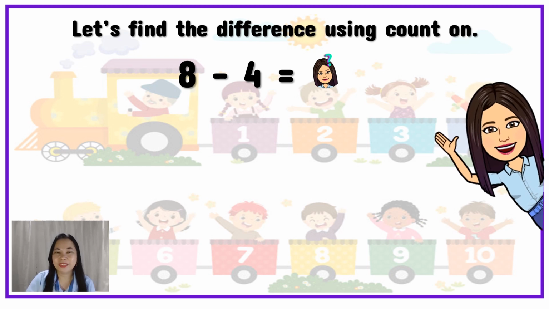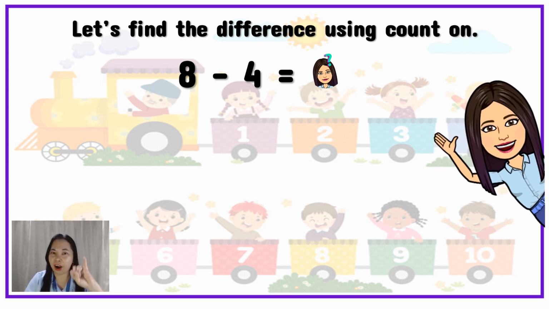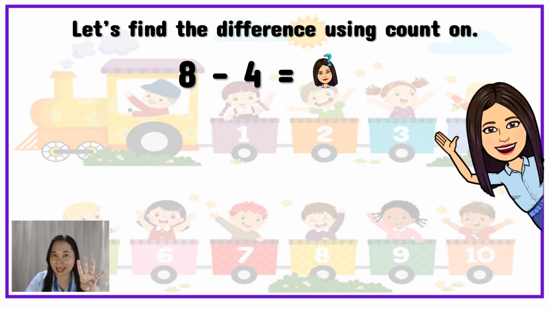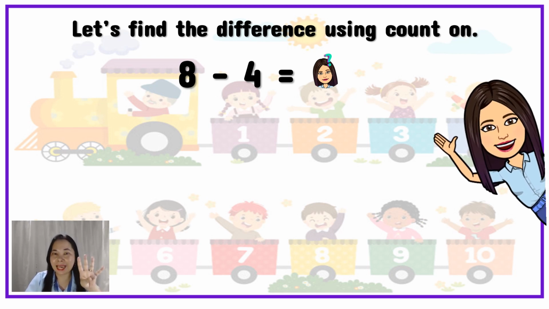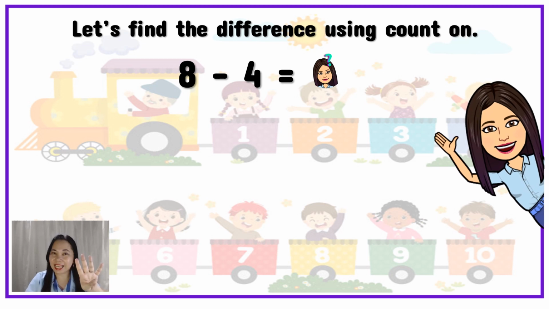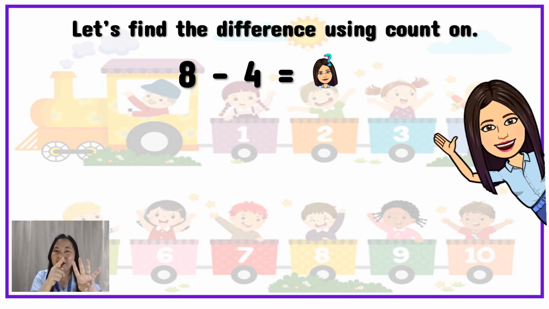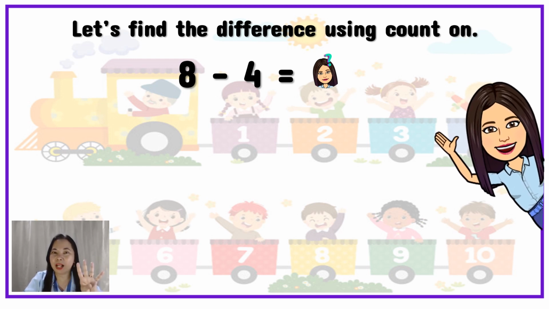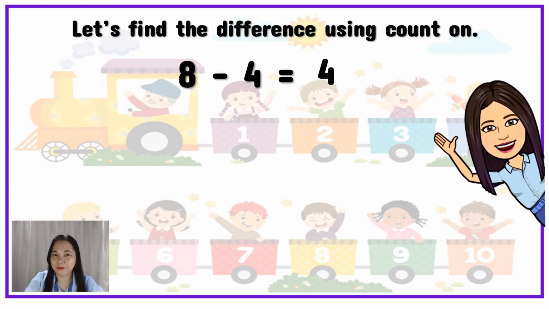So let's try. 4, 5, 6, 7, 8. We stop at 8 because this is the minuend. So how many? 8 minus 4 is equal to 1, 2, 3, 4. That is correct. So 8 minus 4 is equal to 4. Let's have the second example.